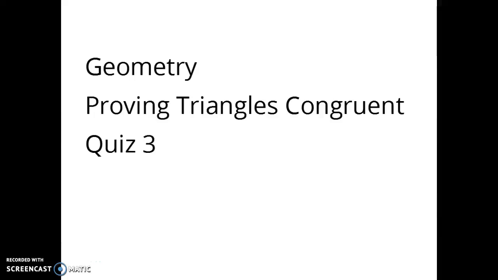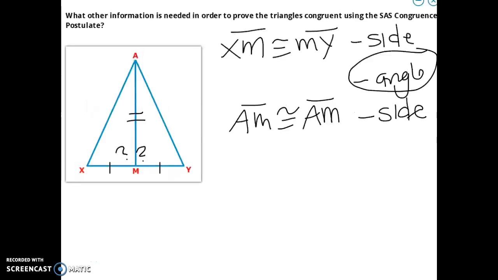Okay, this is part 2 of quiz 3 in geometry, proving triangles are congruent. We first talked about this figure here. We're trying to find what information is needed in order to prove that triangle AXM is congruent to triangle AYM. In this case, we needed an angle because we're trying to prove it using the side-angle-side congruence postulate.